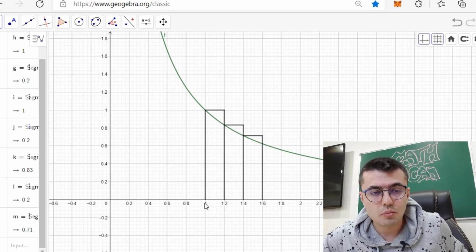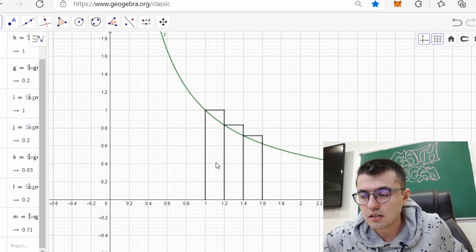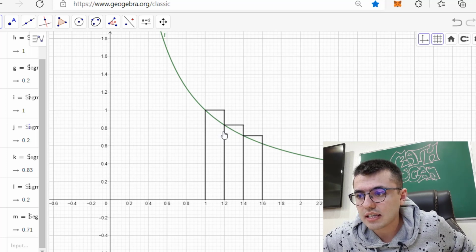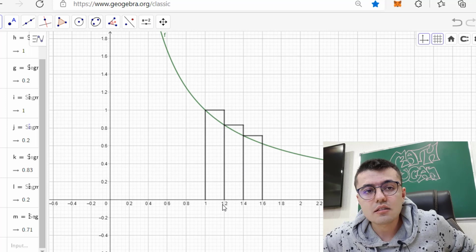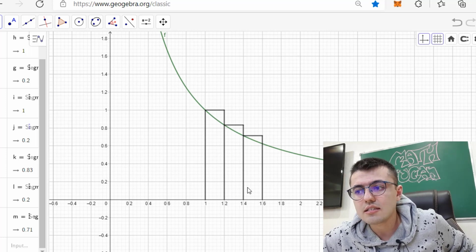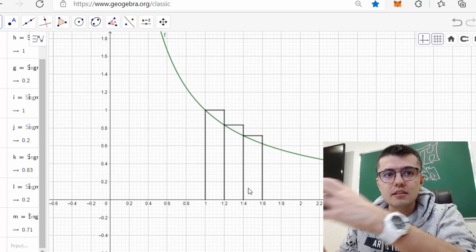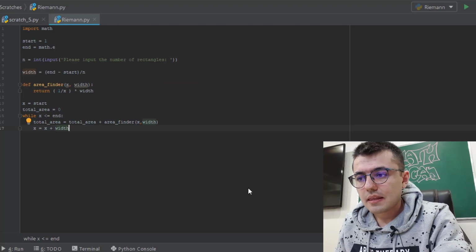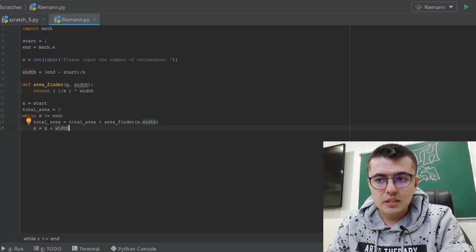So after it found the area of this rectangle, it will add the width to the x value. So it's 0.2 in this case, in this picture, in this graph. So it will move to this x next time, and it will find the area of this rectangle. Then add the width again and move forward. Now find this area, and every time it will find the area, add it to the total area, and then move forward. So that's what this does.